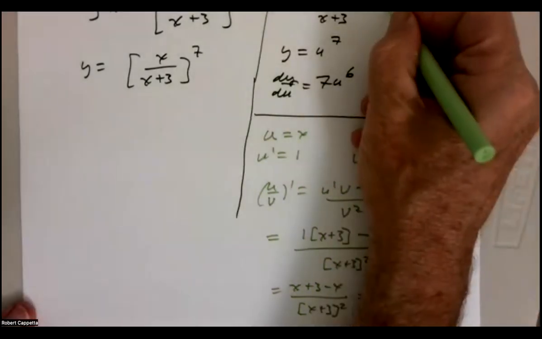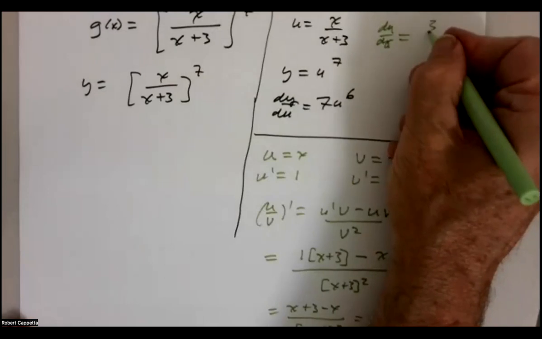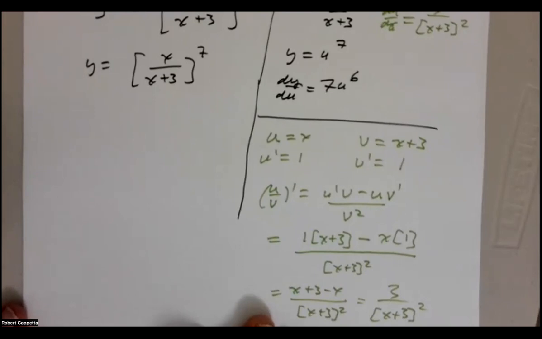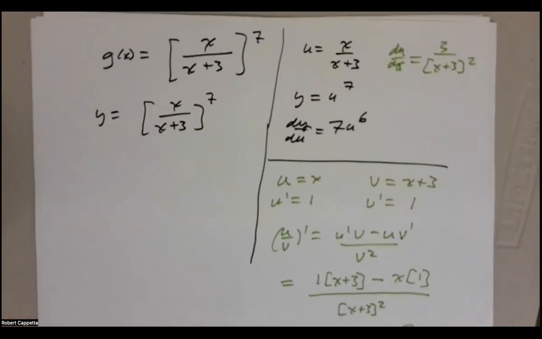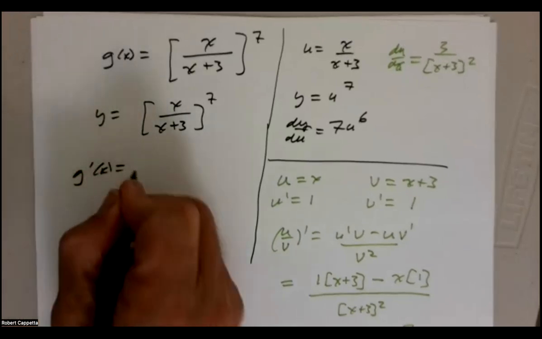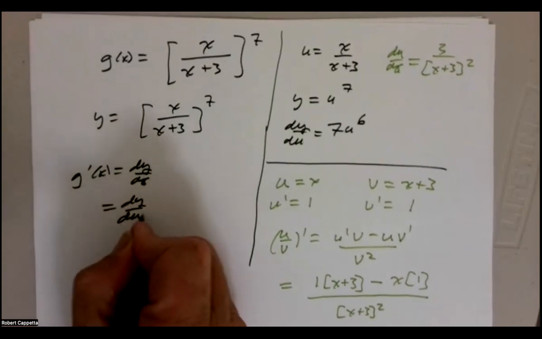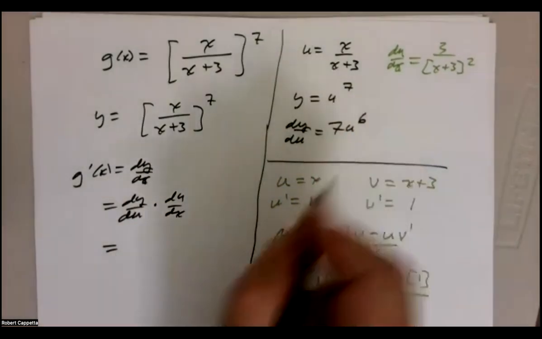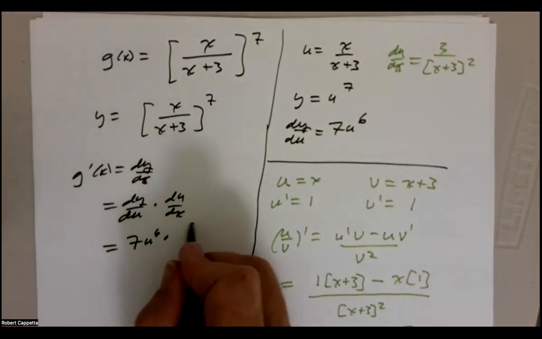So up here, du dx is what I just did, 3 over x plus 3 squared. Hope I did that right. We'll take a quick look at it one more time. Yeah, I think so. All right, and then let's finish this off. How do we finish this off? Dy dx, g prime of x is the same as dy dx, which is dy du times du dx. Dy du, what do we say dy du was? 7u to the 6th times du dx, we said 3 over x plus 3 squared.